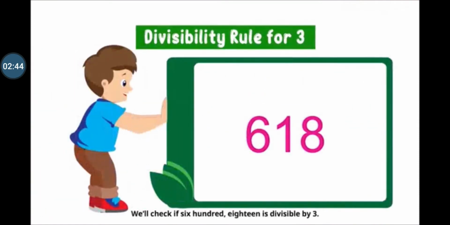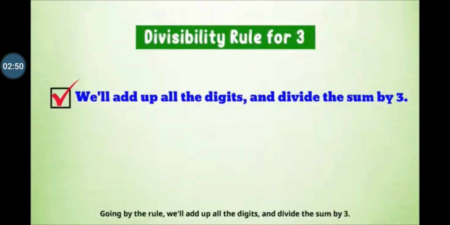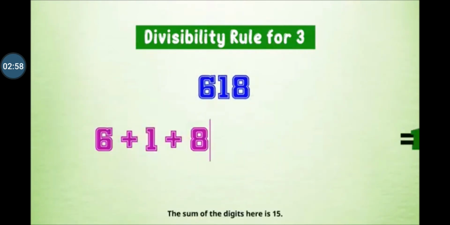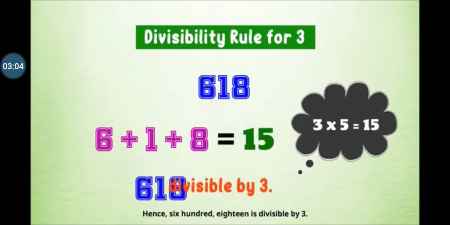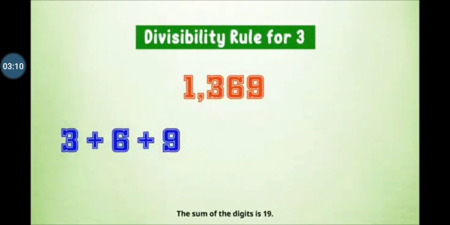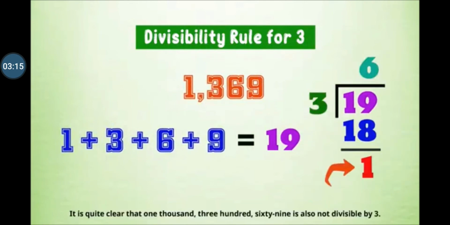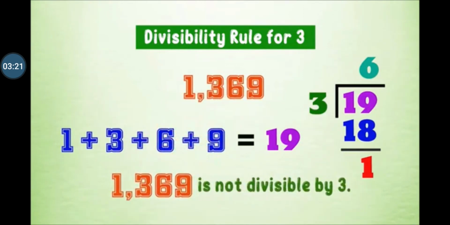Now come to the divisibility rule for 3. For this, we have to add up all the digits of a number, and when the sum is divisible by 3 with no remainder, it means that number is divisible by 3. Like here, 6 plus 1 plus 8 is 15, and 15 is divisible by 3, so it means 618 is divisible by 3. Same here, the sum is 19 and 19 is not divisible by 3. We have 1 as remainder. So it means 1369 is not divisible by 3.